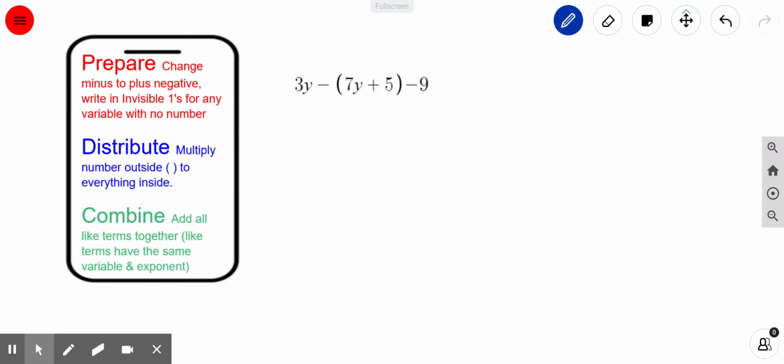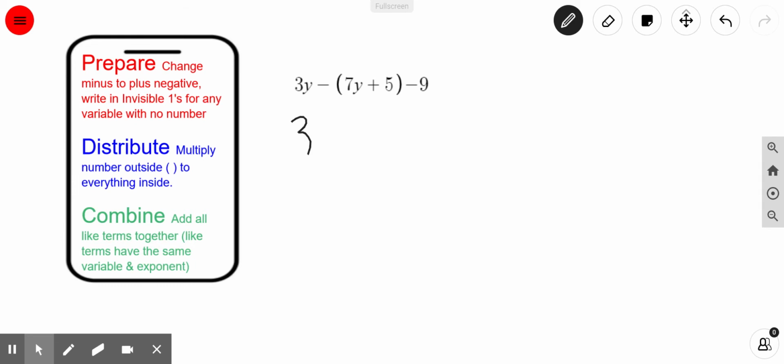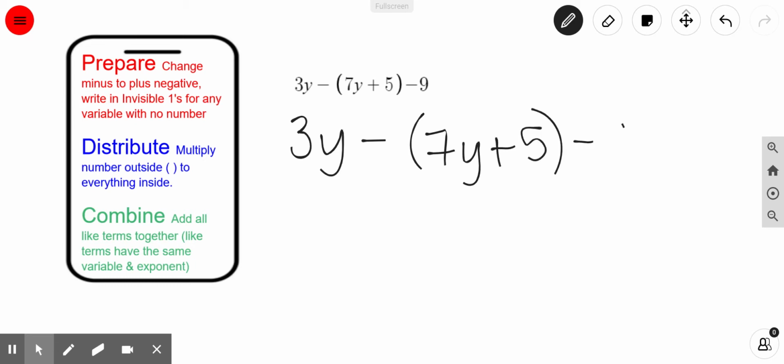So remember the steps are "Please Don't Call", which is prepare, distribute, and combine like terms. So the first thing I always do is I go ahead and rewrite the problem so that it's big enough to start manipulating. Okay, so now our problem's big enough. We're going to go ahead and prepare this problem.